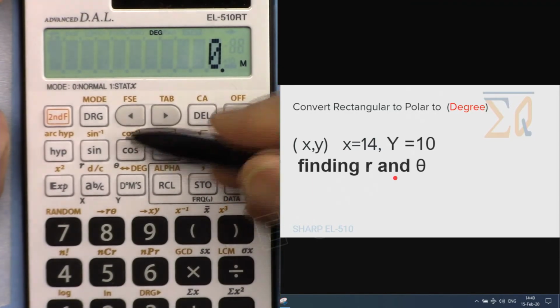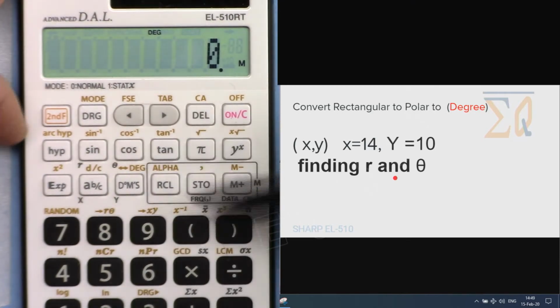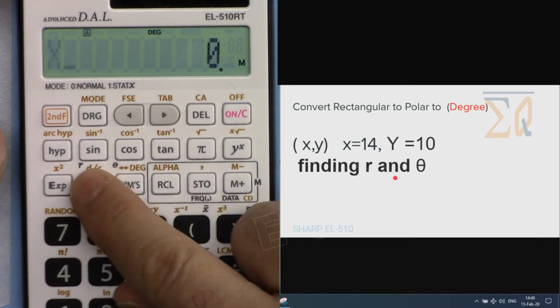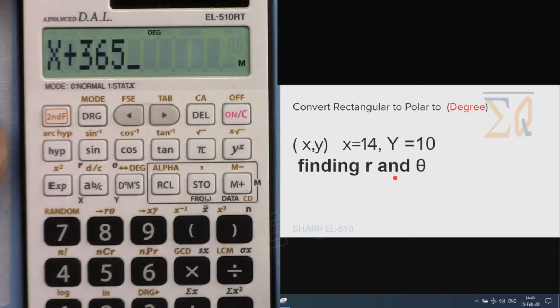Now if you want to bring those values in your calculation and use them, you can use alpha, which is a shift, second function shift. Now you see alpha, and then let's say you want to use x in your calculation, x plus something or some other calculation, you can continue like that.